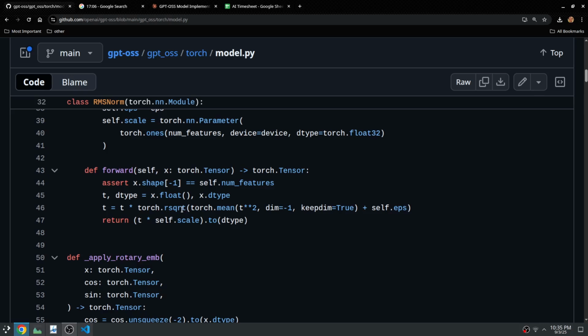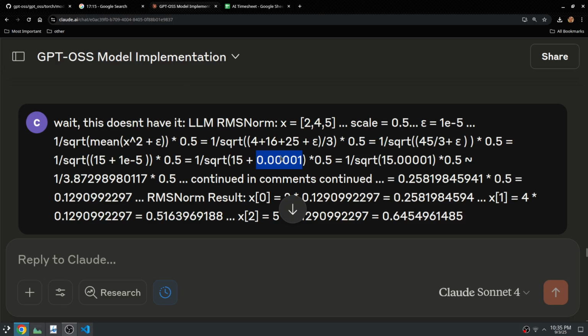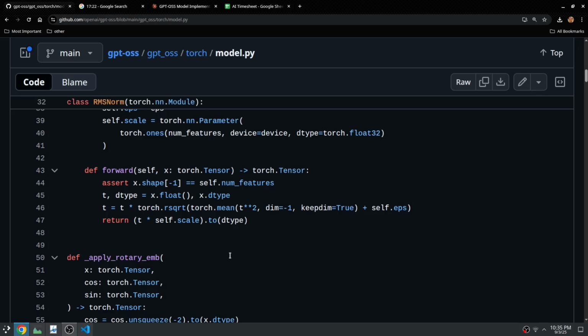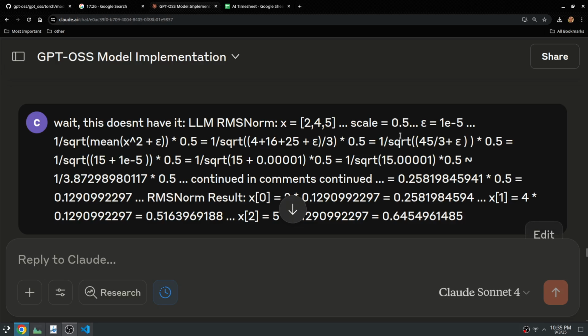In other words, 1 over the square root of the mean of the squares of each of the values. Like each of the values in this example, that's 2, 4, and 5. So 2 squared, it would calculate, then 4 squared, and then 5 squared. So 2 squared is 4, 4 squared is 16, and 5 squared is 25. And there's plus epsilon.